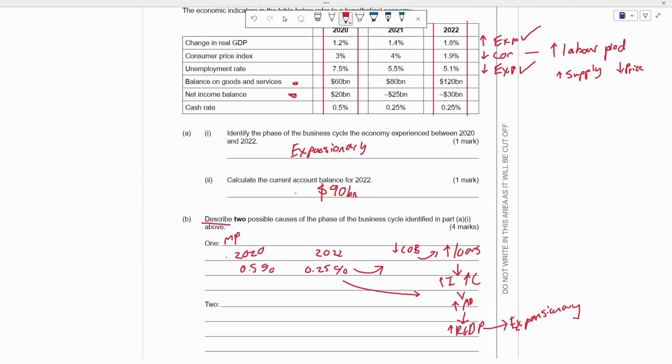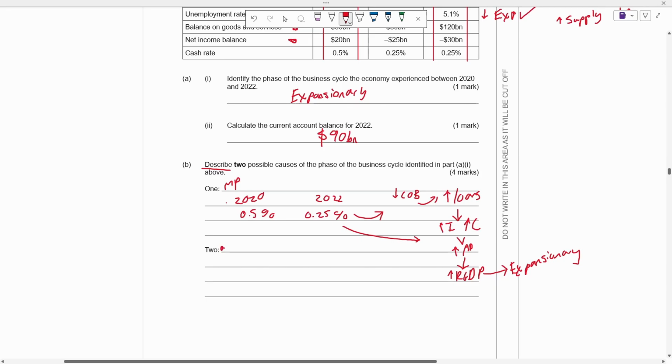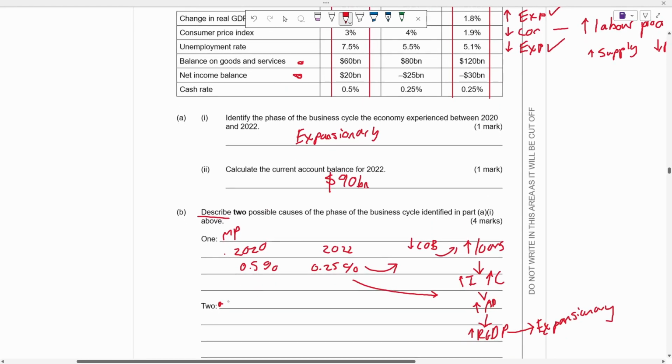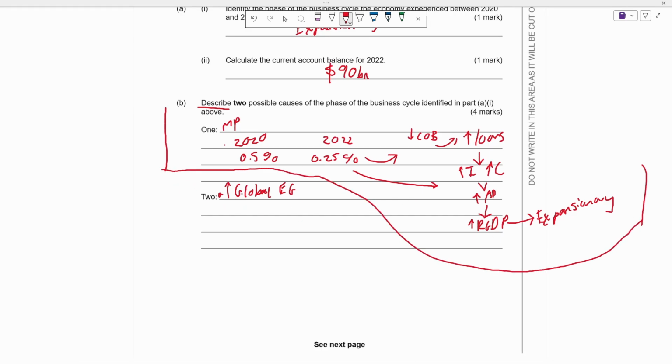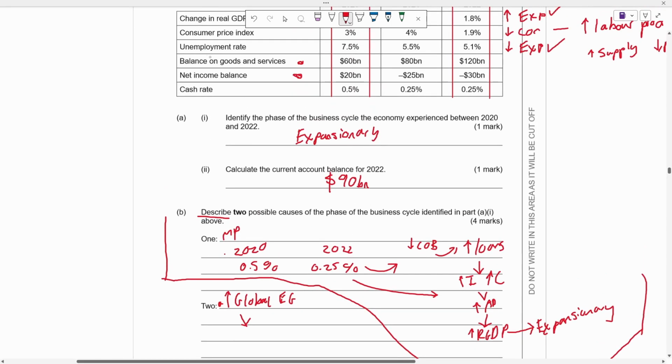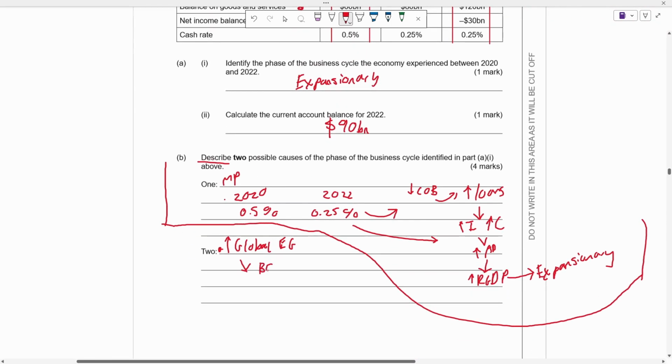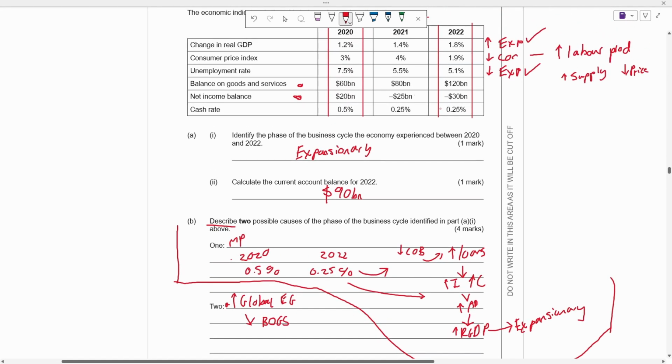Now let's do the planning for our last one, which is the increase in global economic growth. Let me just split this here. So an increase in global economic growth, this is where I refer back to the balance of goods and services. So I'll just say the balance of goods and services increased from 60 bill to 90 to 120 bill.